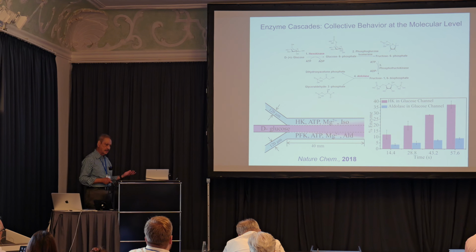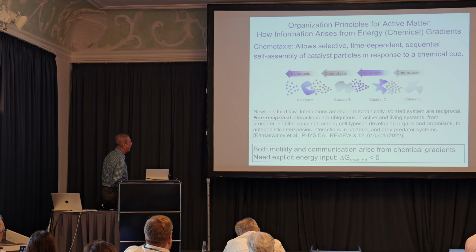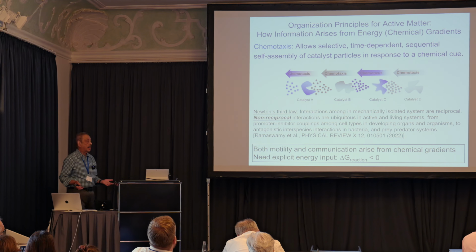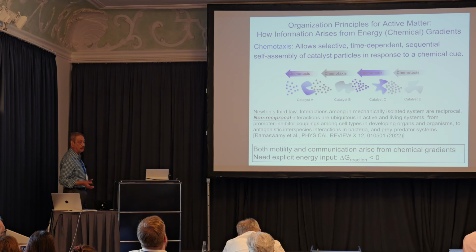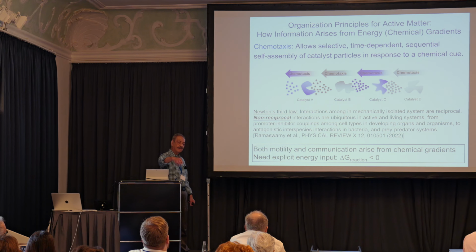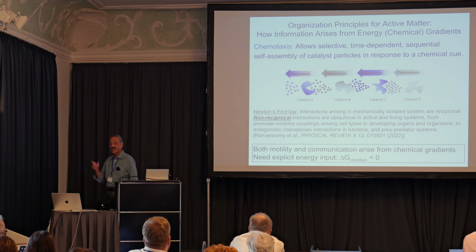So it seems like this is a mechanism for these metabolon formations in your body. So this is actually an example of how information can arise out of energy or chemical gradients. So if I have 1,000 proteins in solution, if I add a substrate, only those enzymes which are part of a cascade will come together, and they will come together in a temporal manner.